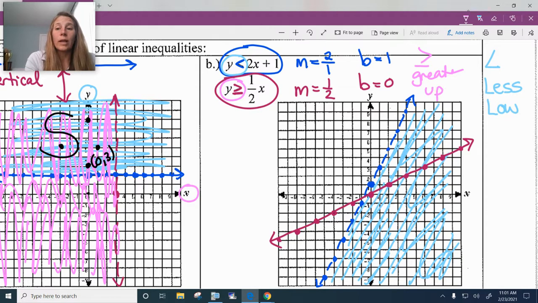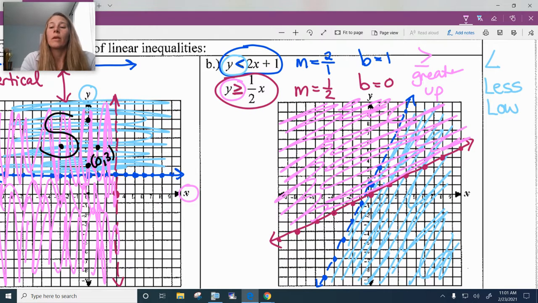So I'm going to shade up the y-axis. All the numbers that are greater on the y-axis would go up. As you go up, you get higher and higher on the positives. As you go down, you get less than or lower. So we're going to shade up the y-axis and then continue shading anything else on that side.